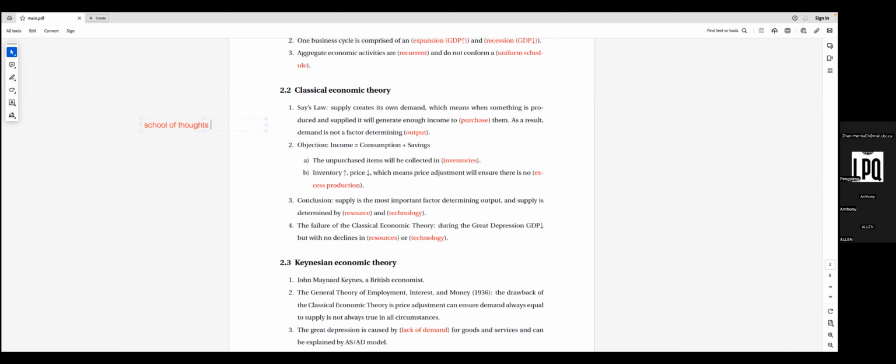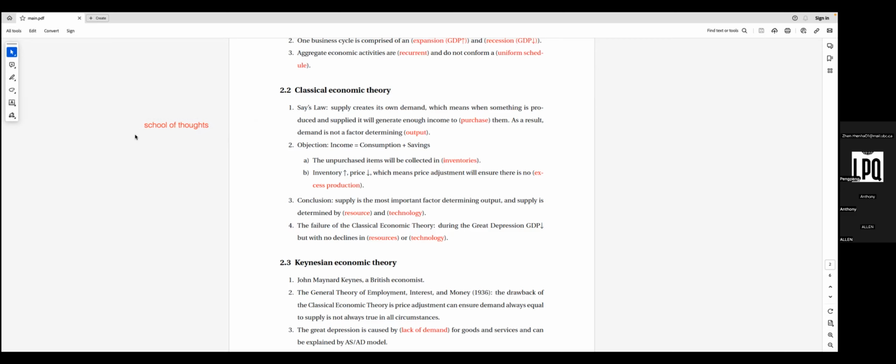Okay, so what do you know about schools of thought? If in the future you really learn macroeconomics, it basically means different types of macroeconomics. They have different ideologies, different methods to explain the overall macroeconomic phenomena. You may have heard about this. We will learn two different schools of thought. The first one is called classical economics, the other one is called Keynesian economics.